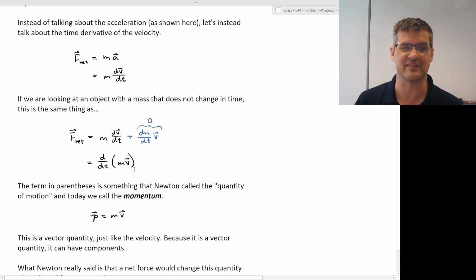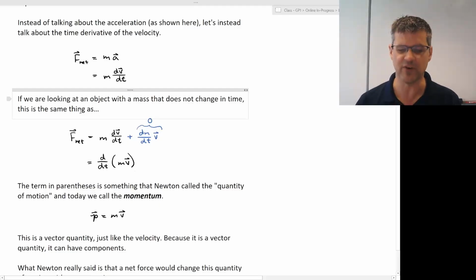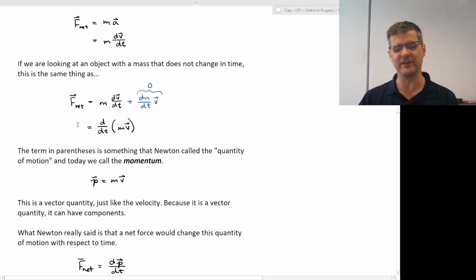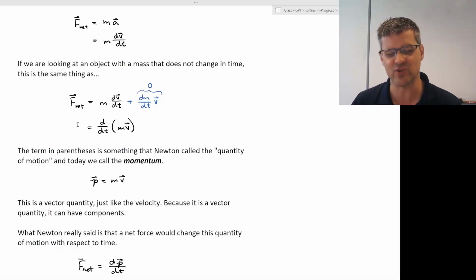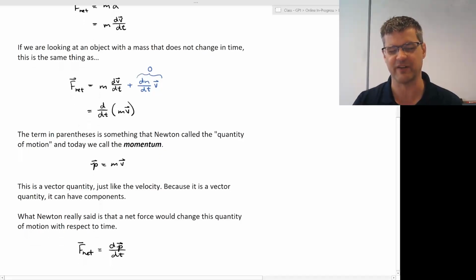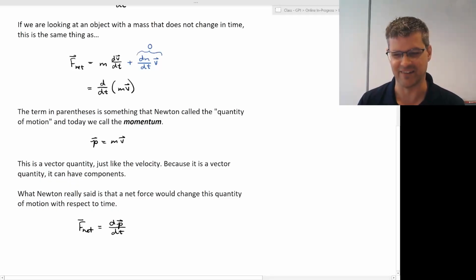Newton called this a generic quantity of motion. So in this sense, what Newton really said is that if we have a net force, it would change this quantity of motion with respect to time. In other words, not only is the net force equal to mass times acceleration, but the net force is equal to the change in momentum with respect to time. These are the same thing. This is how it all works.